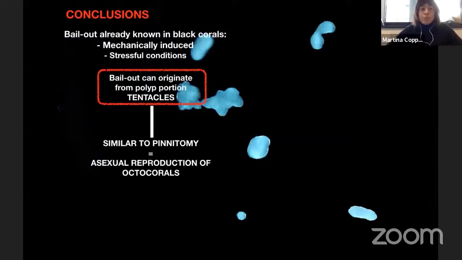To conclude, the event of bailout was already described for black corals, but it was either mechanically induced by cutting a portion of the polyp, such as the tentacle, or triggered by stressful conditions. What is interesting in our study is that we observed for the first time the spontaneous detachment of a portion of the polyp, the tentacles. And this particular phenomenon is similar to pinitomy, which is an asexual reproduction strategy of some octocorals.